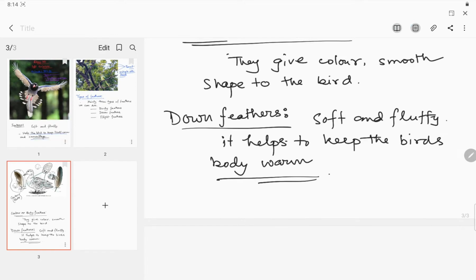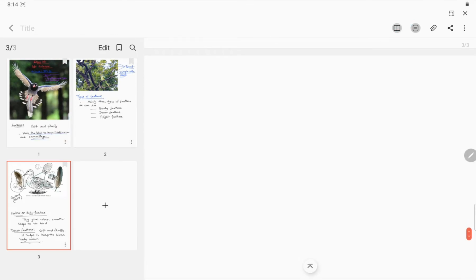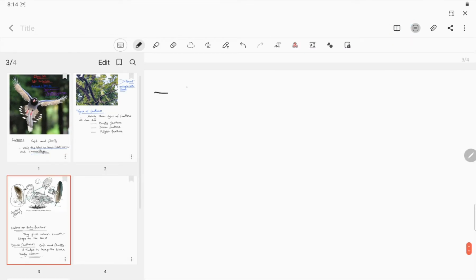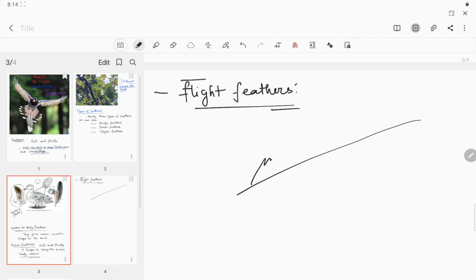Okay, now the third one, flight feathers. Flight feathers are long and flat, like that.